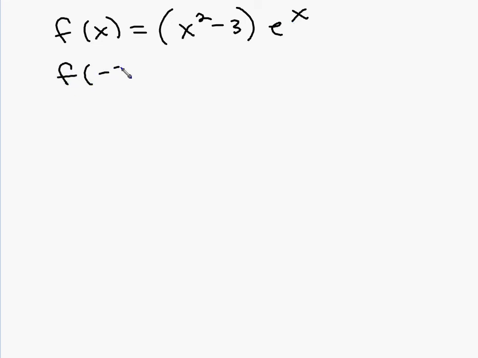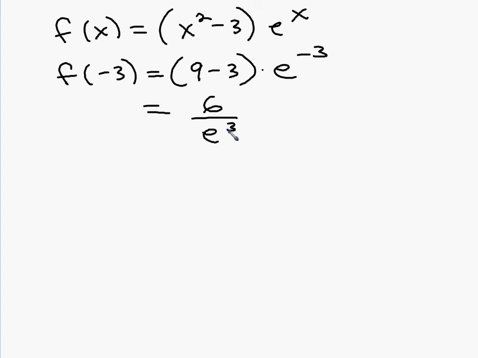So f of -3 is going to be 9 minus 3 times e to the -3. So that would be 6 over e to the 3rd. That's good enough. That's a very exact answer. Even though we didn't multiply it out with a calculator, that is a very exact answer. And so I would say that my maximum is at -3 and 6 over e cubed.